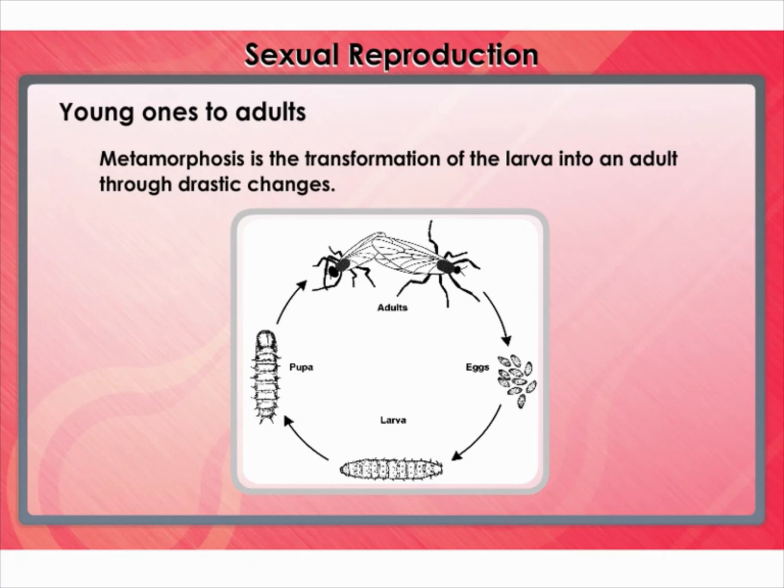Then a beautiful moth emerges out of the cocoon. In the case of tadpoles, they transform into adults capable of jumping and swimming. The transformation of the larva into an adult through drastic changes is called metamorphosis.